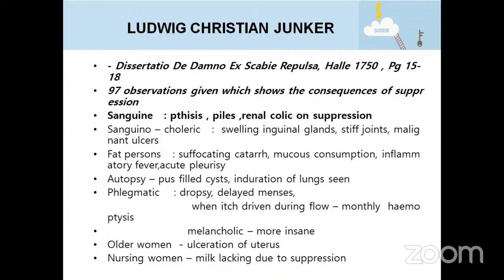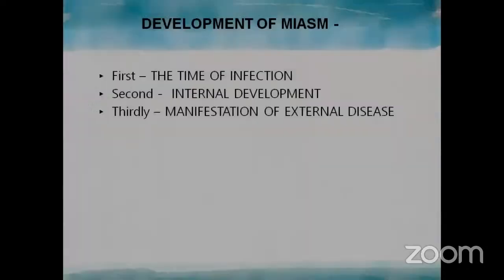Hahnemann too tells that you should not suppress an itch. Apart from Hahnemann, Ludwig Christian Junker gave 97 observations, quoted in the Chronic Diseases, on what happens when you suppress. In a phlegmatic person, it will be dropsy or delayed menses, and when the itch is driven away during the flow, there will be monthly hemorrhage. The melancholic will become more insane. Older women may have ulceration of the uterus. In nursing women, there will be lack of milk due to suppression. These are some of the suppression effects mentioned in the textbooks.